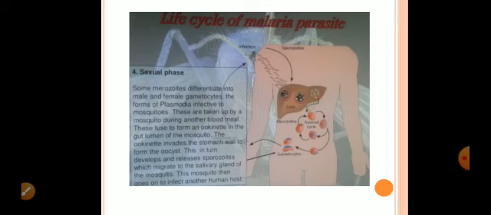Coming to the sexual phase, which takes place in the mosquito. Some of the merozoites differentiate into male and female gametocytes, which are infective to the mosquito. These are taken up by the mosquito during another blood meal. They fuse to form an ookinete in the gut lumen of the mosquito. The ookinete invades the stomach wall to form an oocyst. This in turn develops and releases sporozoites, which migrate into the salivary gland of the mosquito, and this mosquito then goes and infects another human host.